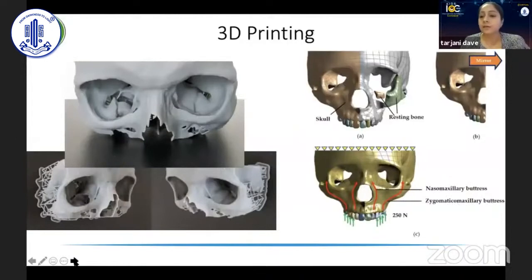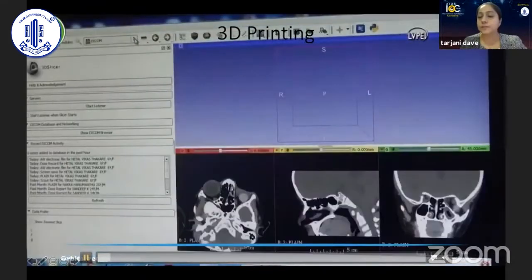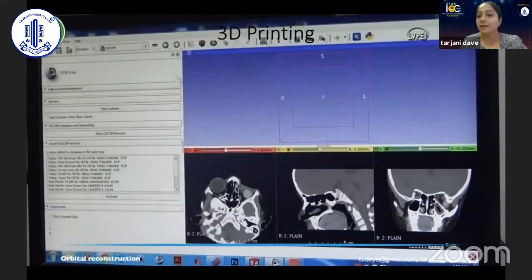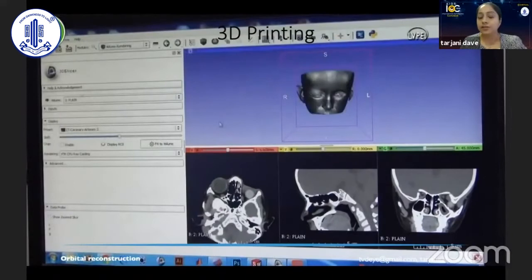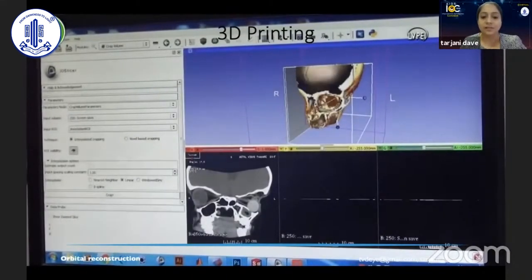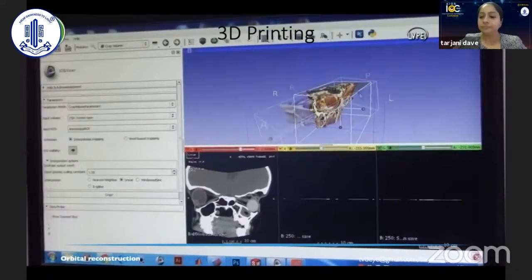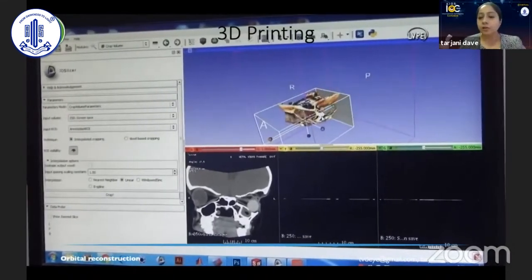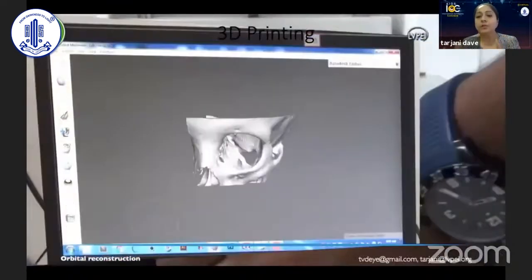The next advance that I would like to briefly touch upon is 3D printing and its role in orbital reconstructions. 3D printing essentially is a technique by which the facial skeleton is printed, and it is used to either configure patient-specific implants or to understand the morphology of the fracture in extremely complex cases. So what you do over here is load the patient's 2D scans onto the machine and convert it, you crop the area, you convert it to a 3D scan.